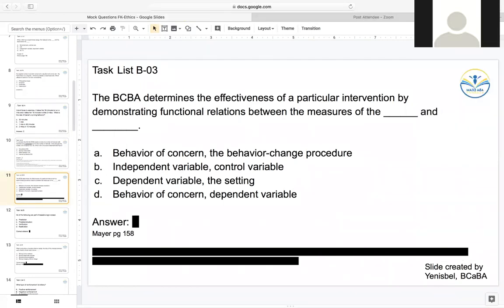The BCBA determines the effectiveness of a particular intervention by demonstrating functional relations between the measures of the blank and the blank. A, behavior of concern, the behavior change procedure; B, independent variable, control variable; C, dependent variable, the setting; or D, behavior of concern and dependent variable. Thank you, Rita. You're welcome.